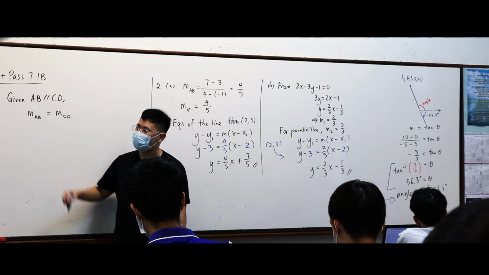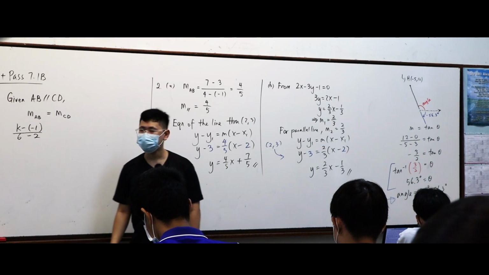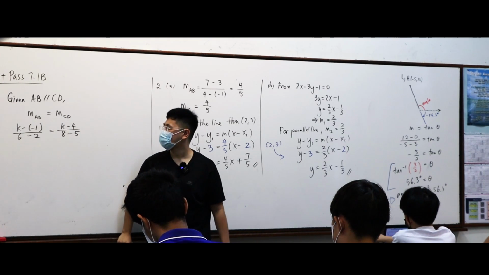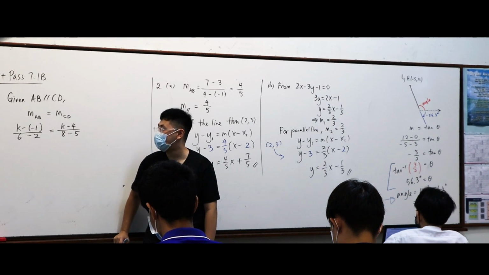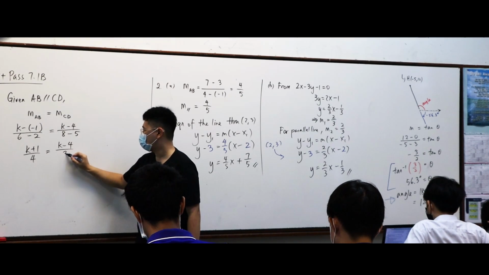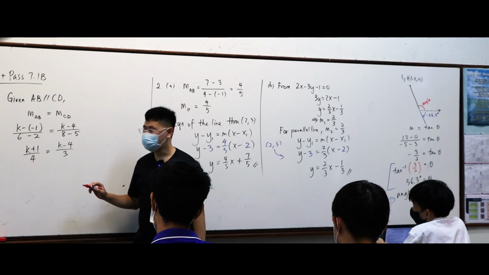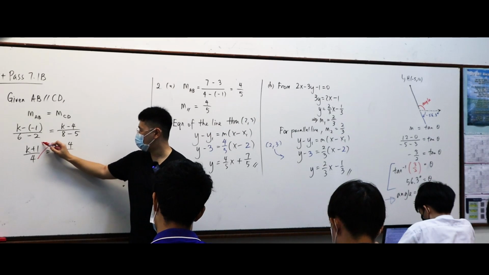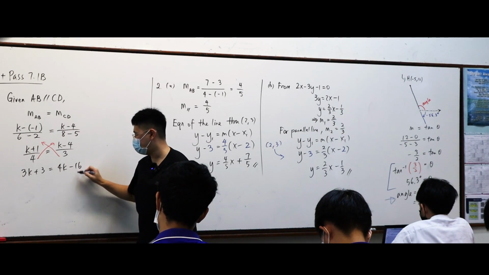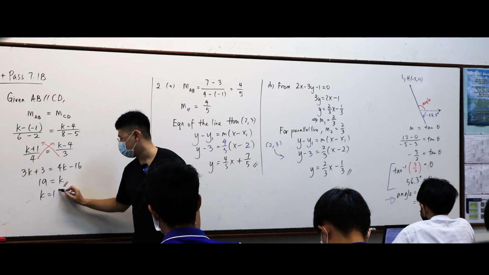So what is the gradient of AB? y2 minus y1 over x2 minus x1. Gradient of CD, y2 minus y1 over x2 minus x1. Two gradients, so we can equate them like this. So (k plus 1)/4 is equal to (k minus 4)/3. So this becomes our Sec 1 algebra. How to solve? Cross multiply. So 4 multiplies to the other side, 3 multiplies to the other side. So we have 3k plus 3 equals 4k minus 16. So here we get 19 equals k, or k equals 19 if you are uncomfortable with that.